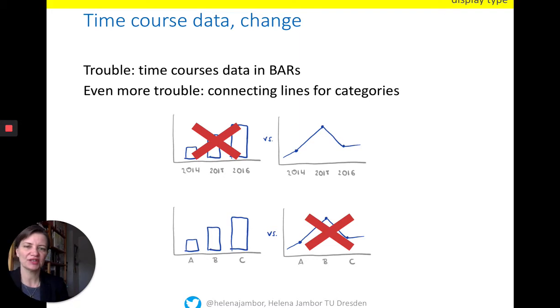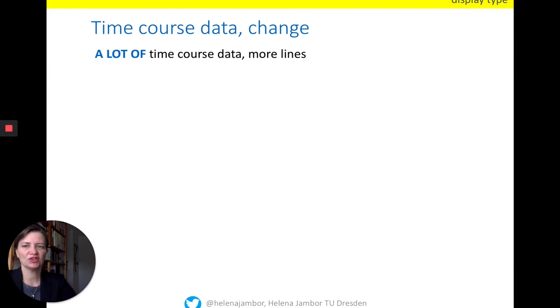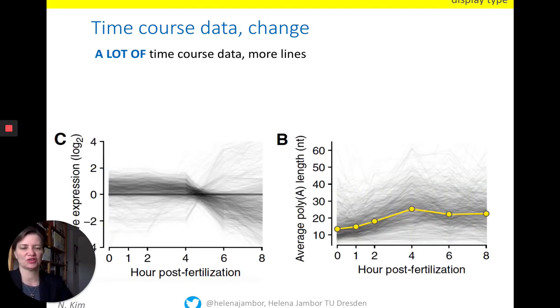So for a few data points and a few categories, line charts work really well. What do we do if we have a lot of time course data and many lines? This quickly looks very messy, but there are ways of dealing with it. Here we see an example from Neri Kim, and it's numerous lines. I cannot even count how many lines are visible here. Each line is a single observation from an embryo post-fertilization. So something is happening in this specimen.